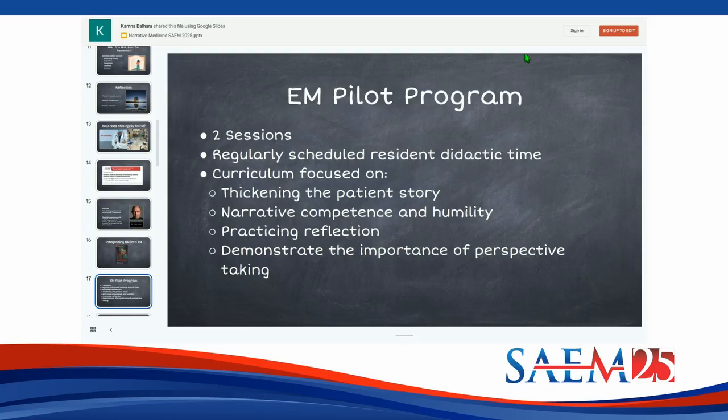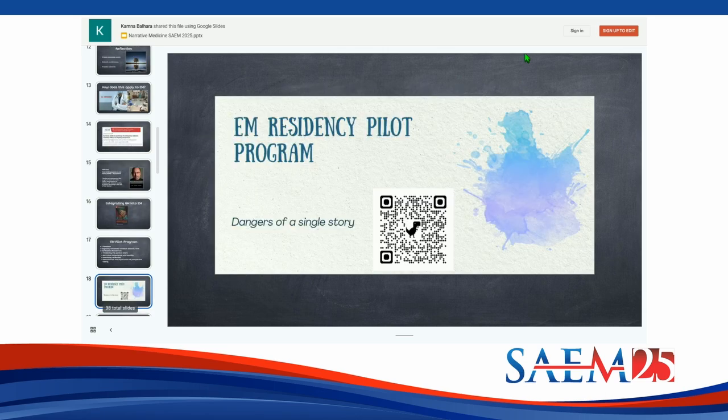And we use this curriculum to focus on these concepts that we took from narrative medicine: thickening the patient story, narrative competence and humility, practicing reflection, and demonstrating the importance of perspective taking.